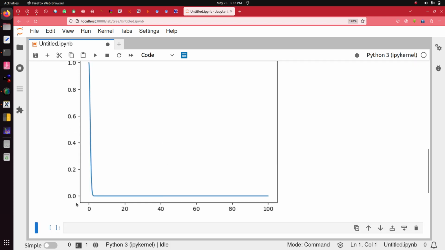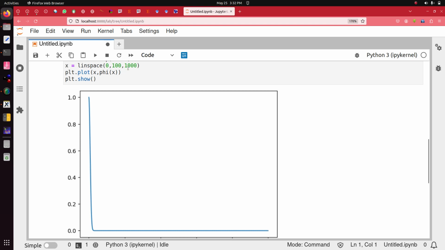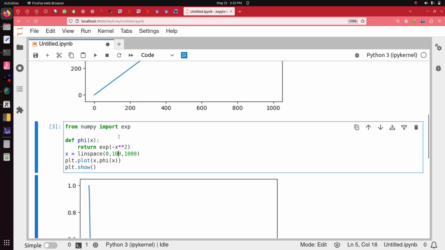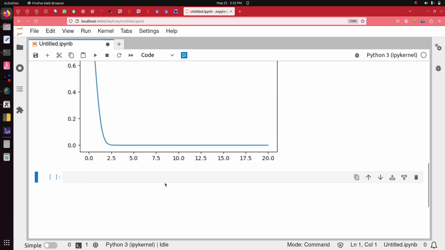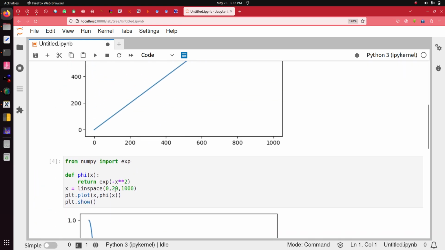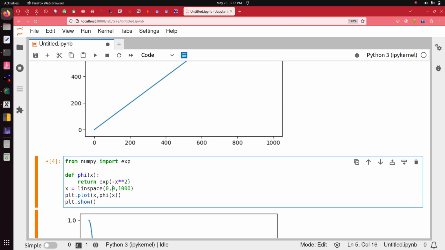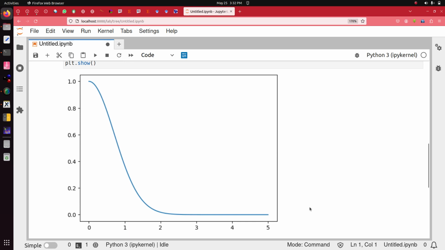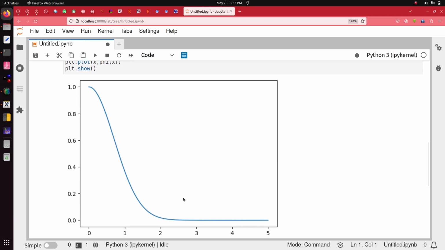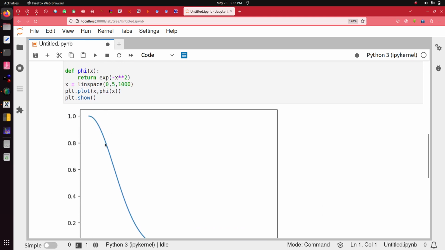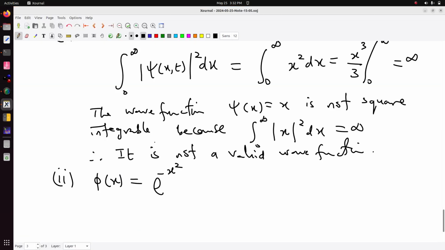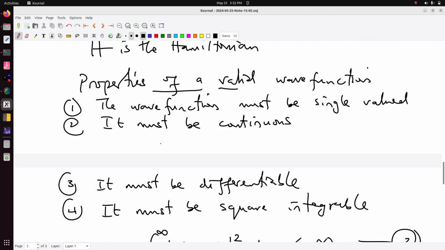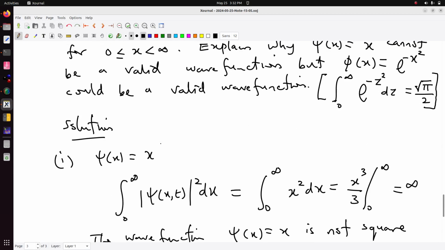So it decays quickly to 0. Let me check 20. Anyway, it decays quickly to 0. It is continuous, it is also differentiable, and it is single valued. So it satisfies the first 3 criteria. Then for the last one, we have to check if it is square integrable.